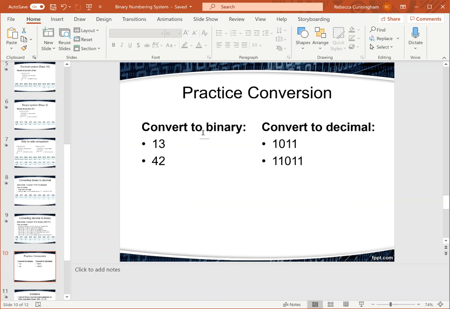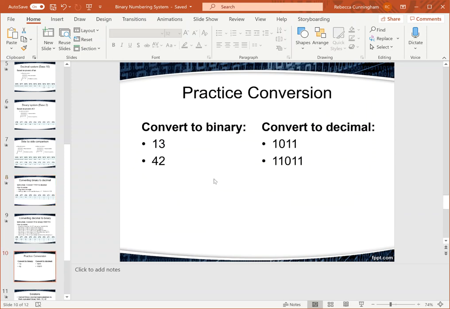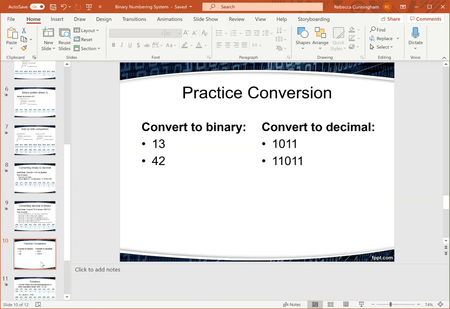Okay, now you get to practice. Again, I would advise you to create a table similar to this. And then I would pause this video and you try to work these out both ways, converting these decimal values to binary and converting these binary numbers to decimal. The answers are on the next slide, but I would pause the video and attempt to do that. And then I'm going to go ahead and put up the next slide so that you can check your answers.